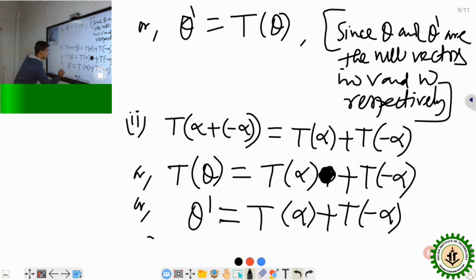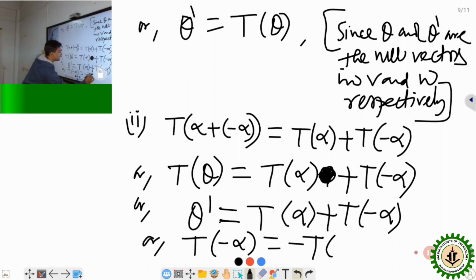Now from this result we can easily say that T of minus alpha is minus of T alpha. So the proofs 1 and 2 are completed.